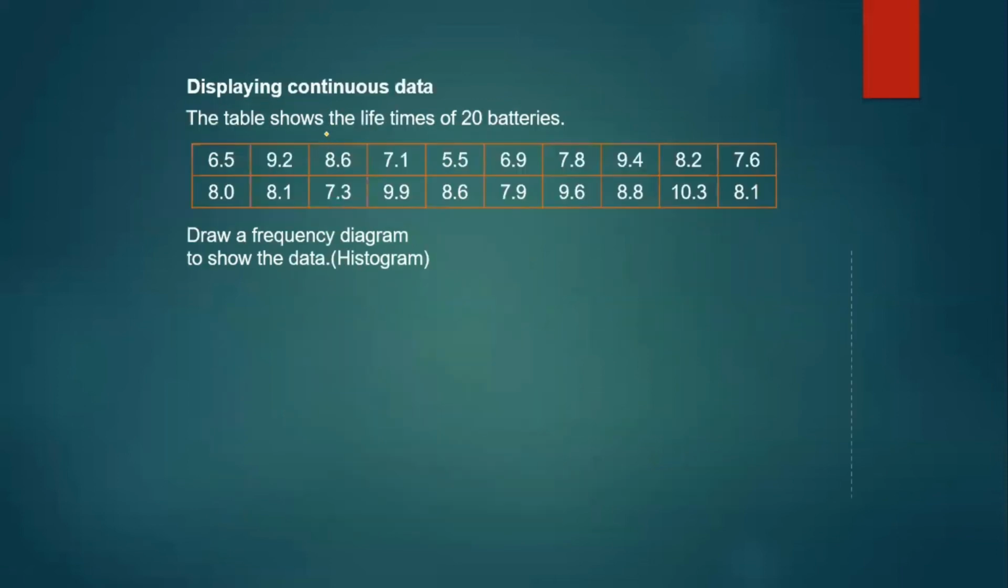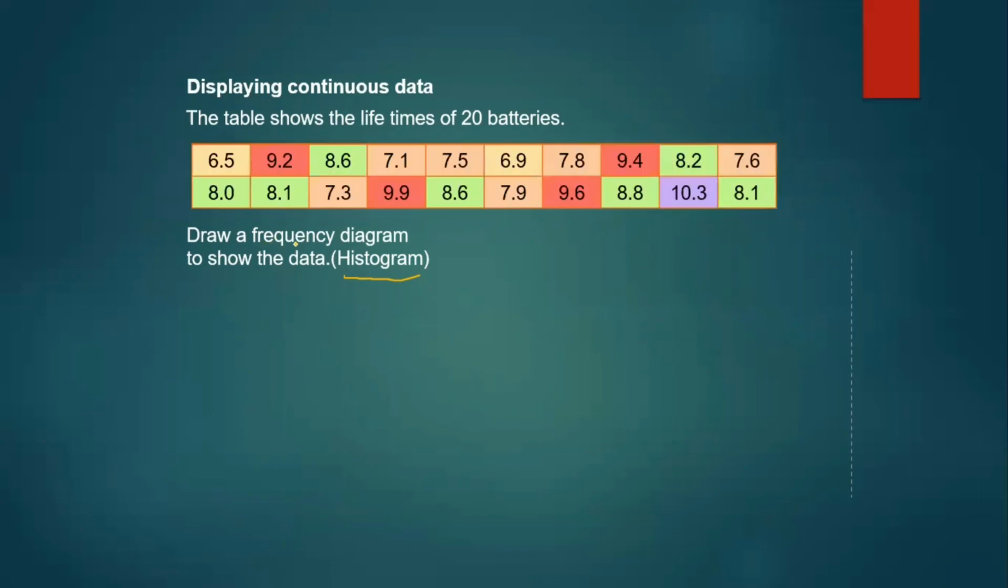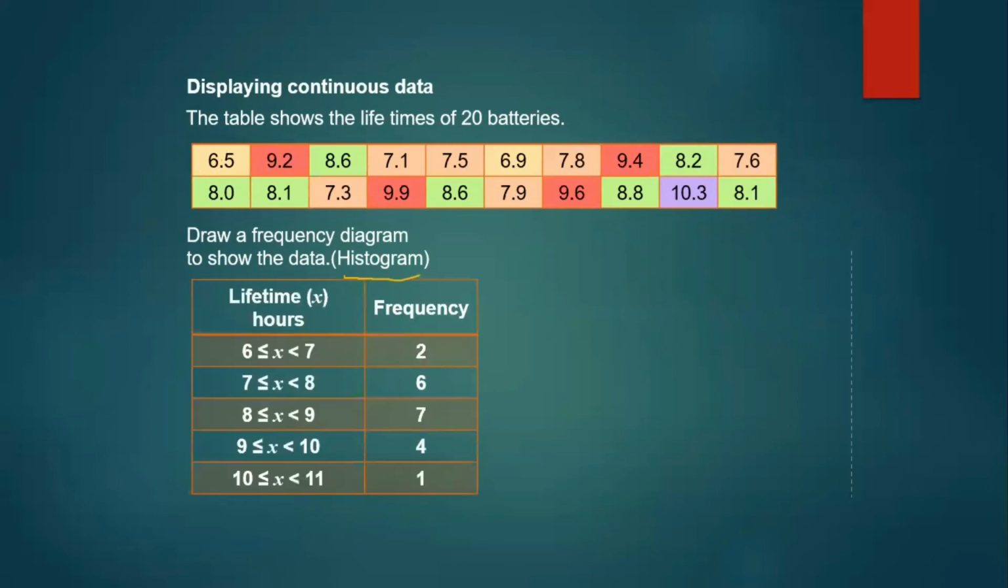The next graph is for continuous data. The graph of continuous data we call a histogram. Now for the histogram, we are supposed to show the lifetime of 20 batteries. The lifetime of the batteries we write in hours. When we look at the data, the lowest reading is 6.5, and the highest reading here is 10.3. So the range can be between 10 and 11.